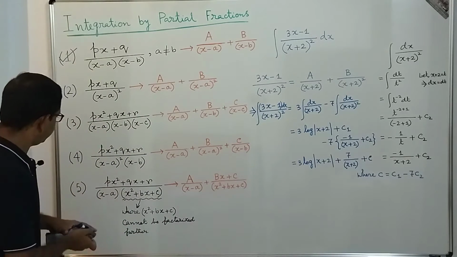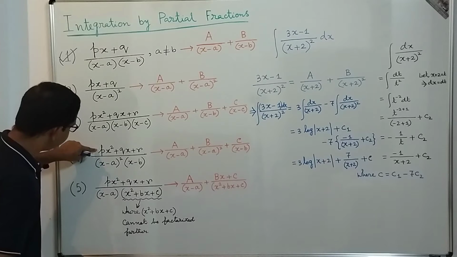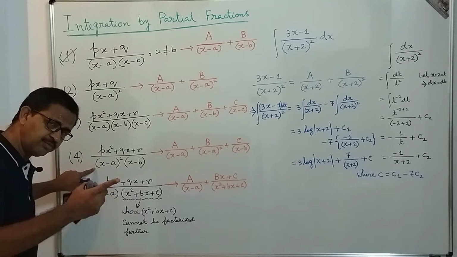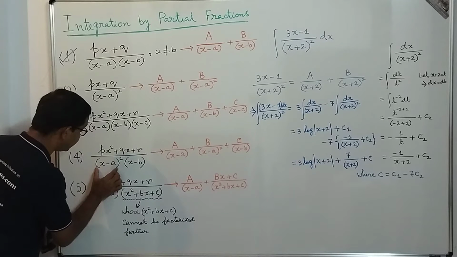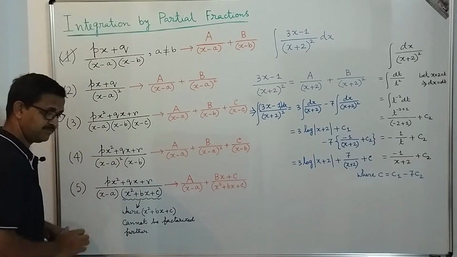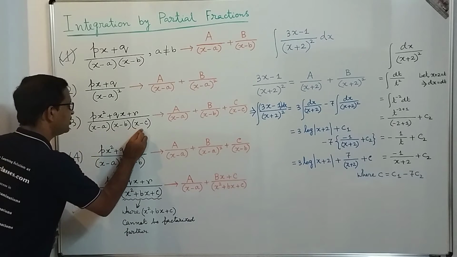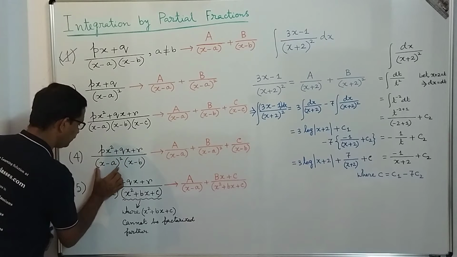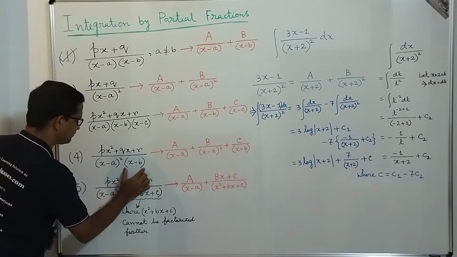In a similar manner, if you look into this fourth category, here the numerator is a quadratic polynomial but the denominator is a cubic polynomial, expressed as x minus a whole square into x minus b. It is not directly a product of three linear factors. Here it is a product of x minus a whole square, which is a quadratic expression, and a linear expression.